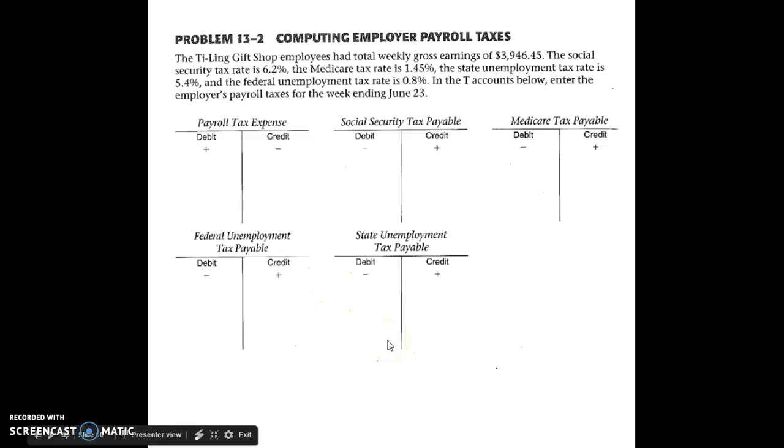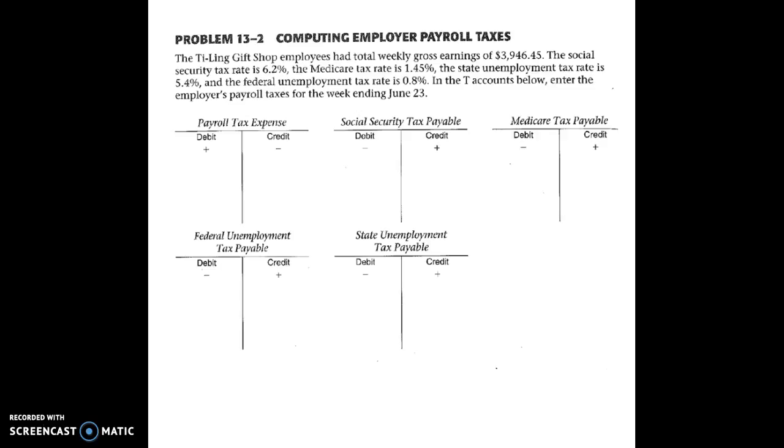Now let's take a look at problem 13.2, computing employer payroll taxes. If we take a look at this in terms of T accounts, we have our scenario given to us in the problem's description. The Tai Ling gift shop employees had total weekly gross earnings of $3,946.45. Social Security tax rate is 6.2%, Medicare tax rate 1.45%, the state unemployment tax rate is 5.4%, and the federal unemployment rate is 0.8%.